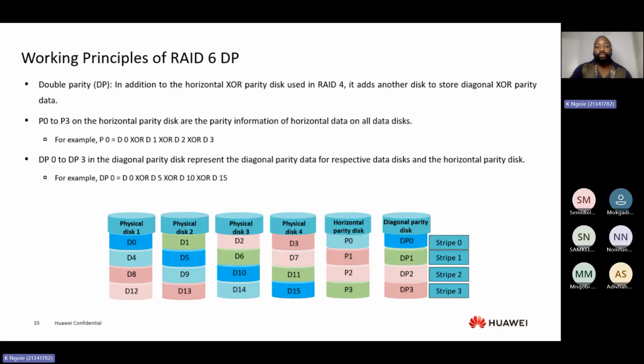All right. So just to understand that, the first protection is provided by the horizontal parity, and the second protection is provided by the diagonal parity. So by having this, it means that if you take an example of a RAID 5, a RAID 5 can only survive one disk failure, while a RAID 6 DP will survive two disk failures. So even if you have two disks that failed, the system can always survive.